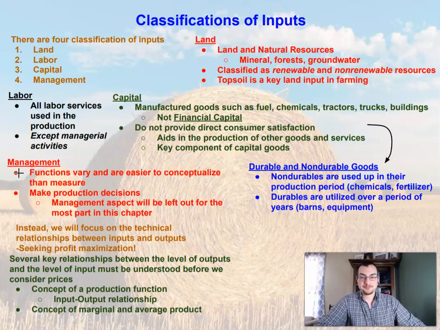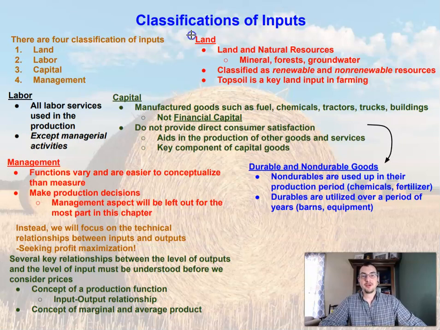So management are the functions. Management functions vary, and they're easier to conceptualize than to measure. So, for example, we know that it's a critical aspect of a farm or ranch to handle the finances and to make those production decisions, and to decide whether or not we're going to buy a new tractor or a used tractor, or how we should plant this year versus last year, and what inputs we're going to use. It makes a lot of those production decisions. And it's easy to conceptualize that, but it's not really easy to measure.